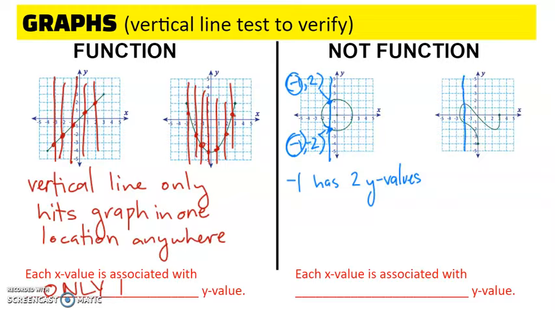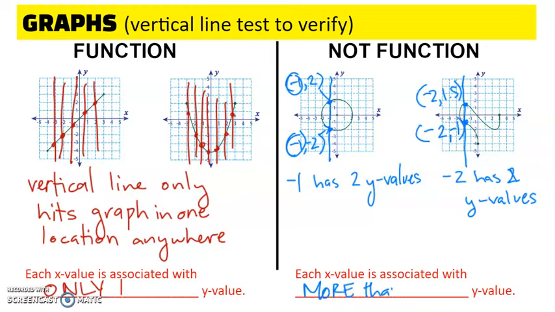If I were to use this line, okay, I can see right here both of those. So that would be like -2, 1.5 maybe, okay, and this would be -2, -1, okay, again, -2 has two y values. And I could see, sorry, my stylus is being a little wacky, that disproves it being a function. Okay, nothing can overlap. It can't stack on top of each other. Each x has more than one y value.